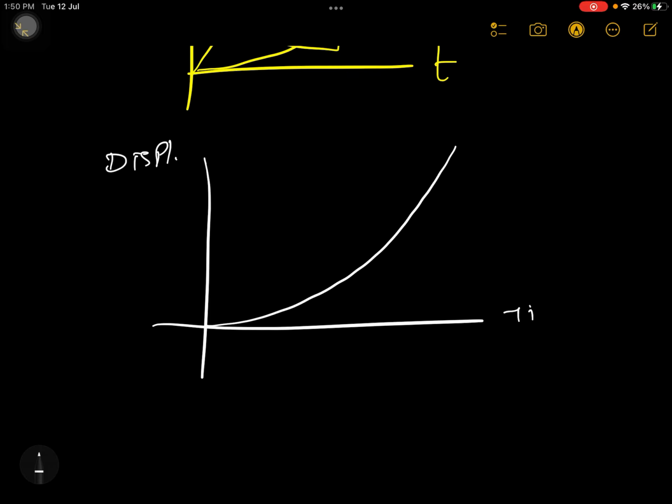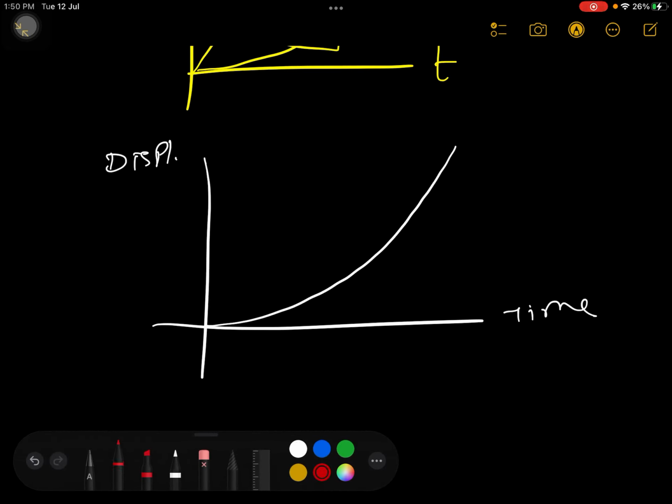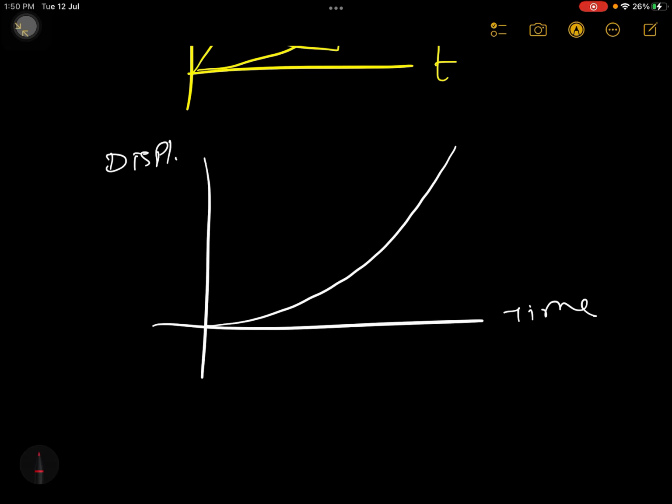Okay, so if we talk about the displacement time graph of this variety, the displacement and time graph. When I was teaching the distance time graph, I told you the concept of slope, right? If we target the same concept here, at this point if you want to draw the slope, it will go like this, right? At this point, the slope will go like this, right?